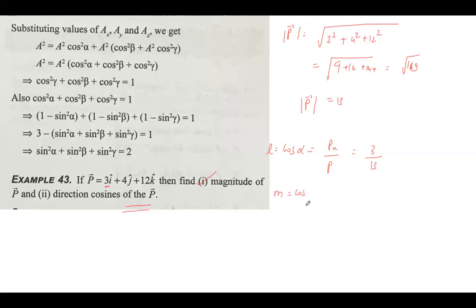Similarly, M is equal to cos of beta. This is Py upon P. So this is 4 upon 13. And N is equal to cos gamma, which is Pz upon P, which is 12 upon 13. So these are the three values of direction cosines, L, M, and N, right? So this is the second part of the problem, and this is the first part of the problem.